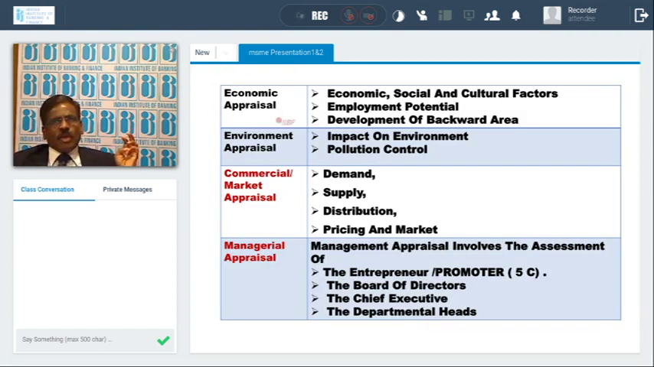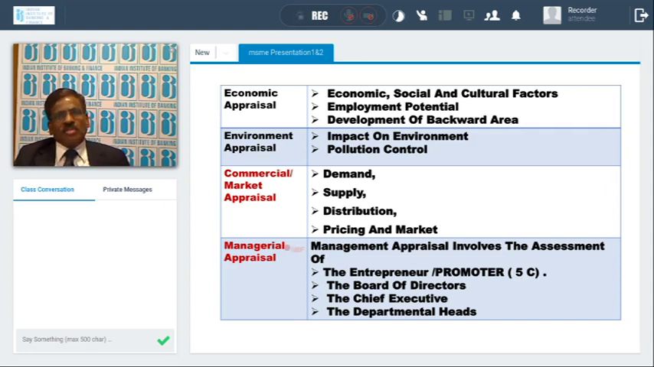And in the economic appraisal, you find out what the economic activities are, what the employment potential is, whether it is a backward area, whether it contributes to development of a backward area, etc. In the environmental appraisal, you find out whether he is polluting the environment, etc. In the commercial market appraisal, what is the demand and supply of the product, what is the pricing of the product, and whether it is competitive or not, you can find out from there.